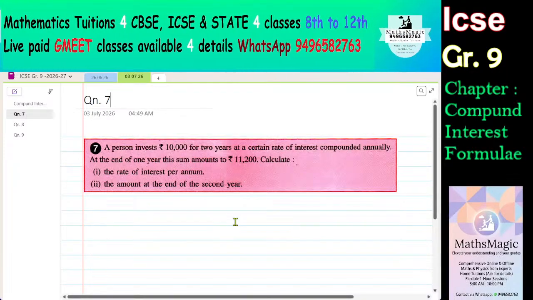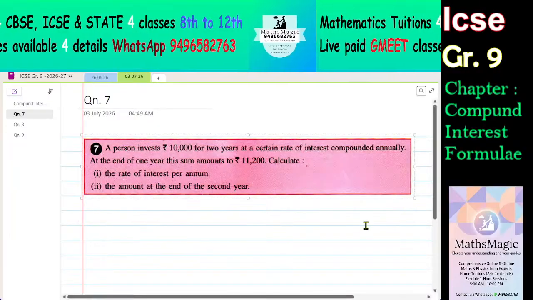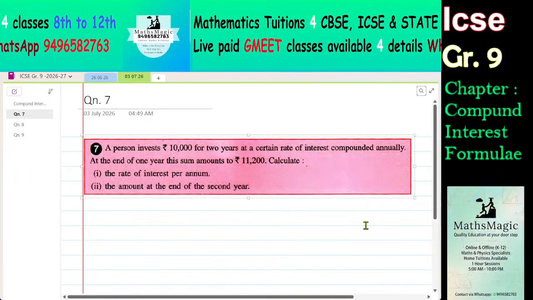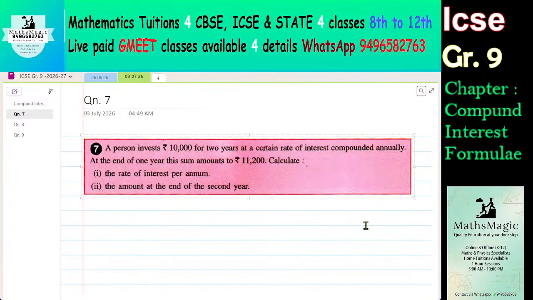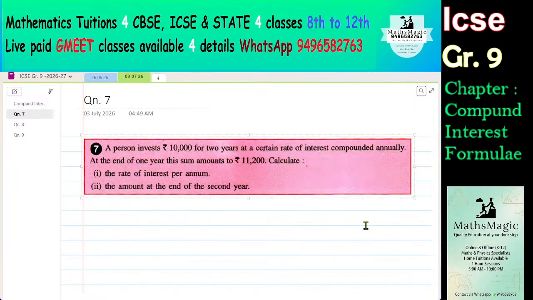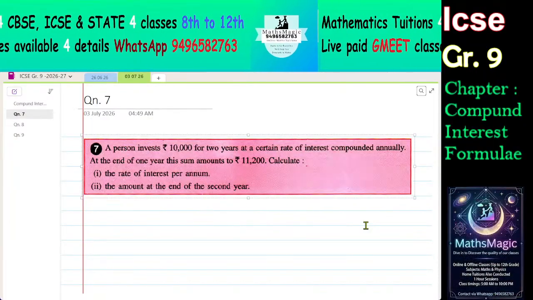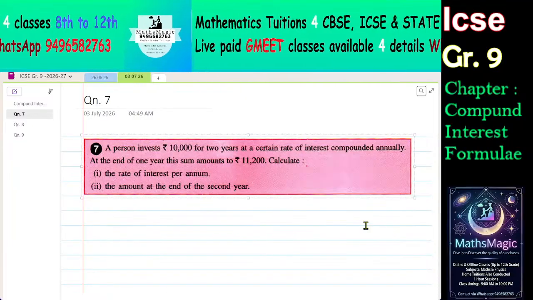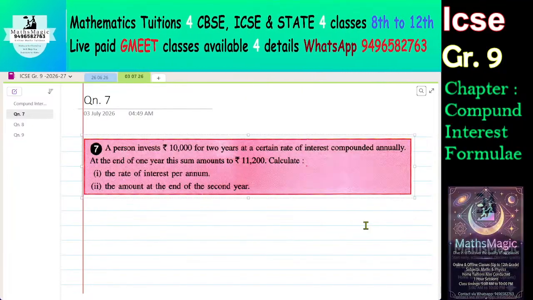This is a question. A person invests rupees 10,000 for 2 years at a certain rate of interest, compounded annually. At the end of 1 year, this sum amounts to rupees 11,200. Calculate the rate of interest per annum, and the amount at the end of the second year.